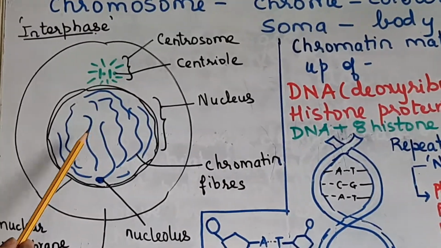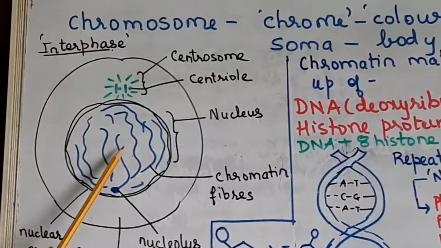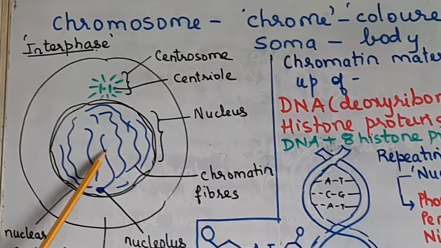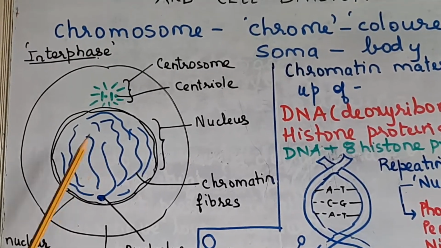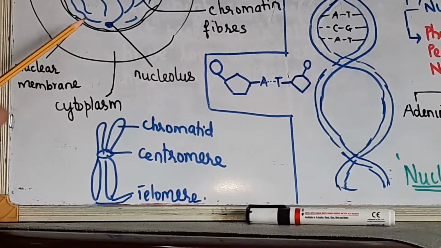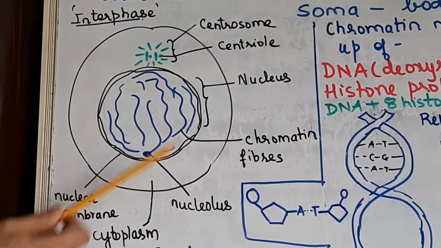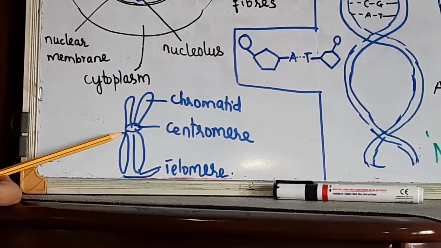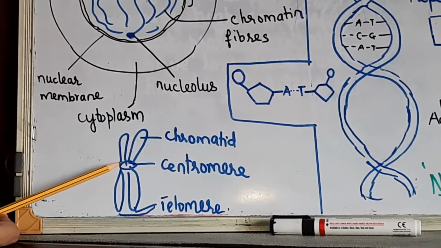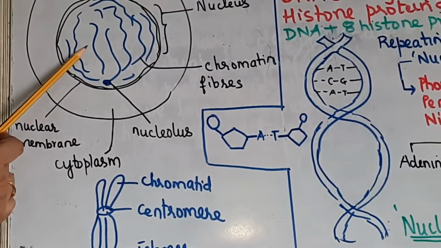This chromatin network, just prior to cell division, becomes short, thick, ribbon like structures called chromosomes. A chromosome is what I have drawn here. This is a duplicated chromosome. The long structures become short thick ribbon like structures called chromosomes. Chromosomes are visible only during cell division; normally they exist as the chromatin network.